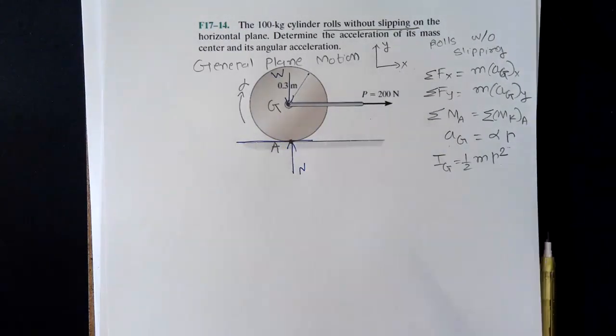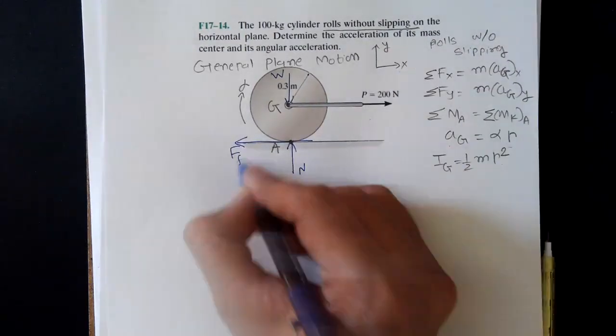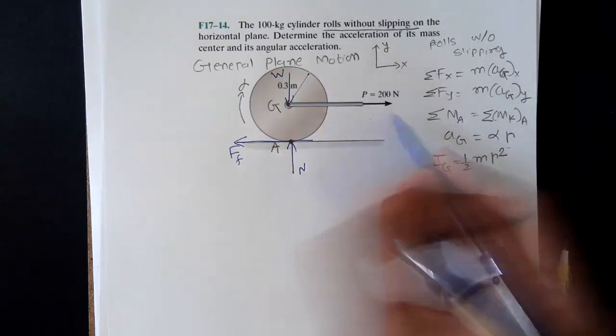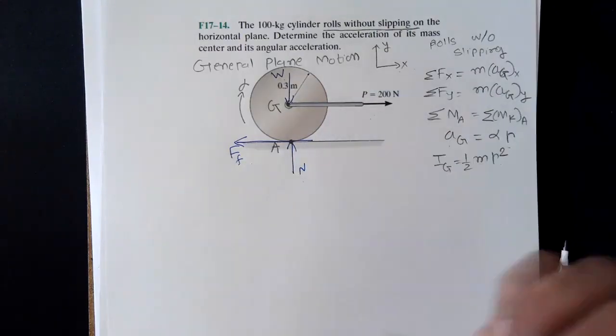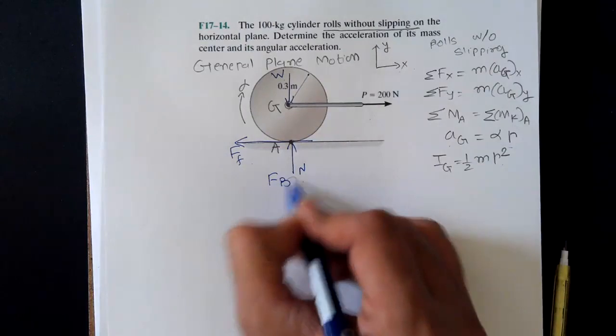What is the direction of friction force? When this goes right, friction acts left, so this is friction force FF. And then the applied force. Yeah, that's it. So we have four forces, W, N, F, and P, and that's our free body diagram, FBD.